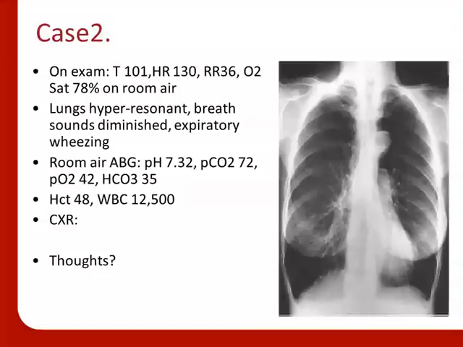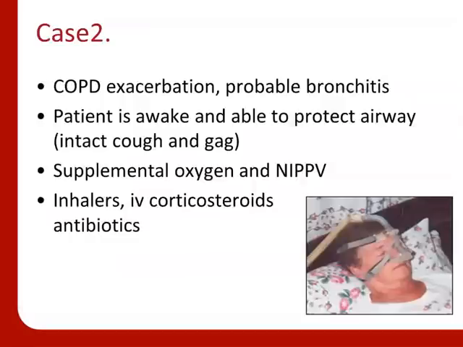She has a white count. Her chest X-ray doesn't show any obvious pneumonias, but it certainly looks like somebody who's got COPD. So she probably has bronchitis and a secondary COPD exacerbation. She's also awake and hemodynamically stable, so she's able to protect her airway. And so this is somebody that you can probably get through with supplemental oxygen and non-invasive ventilation like CPAP or BiPAP while you're waiting for the inhalers and the steroids and the antibiotics to work.